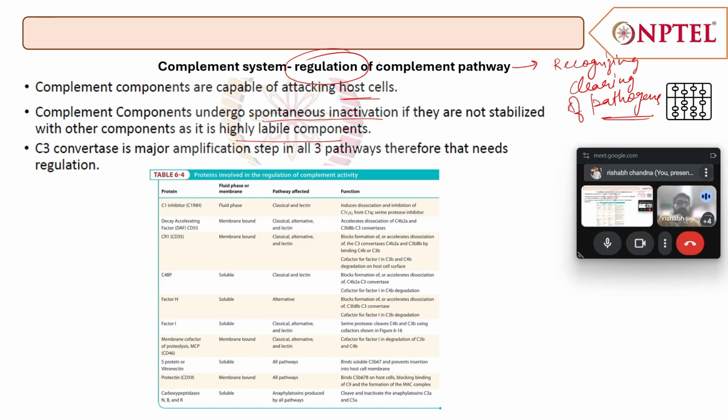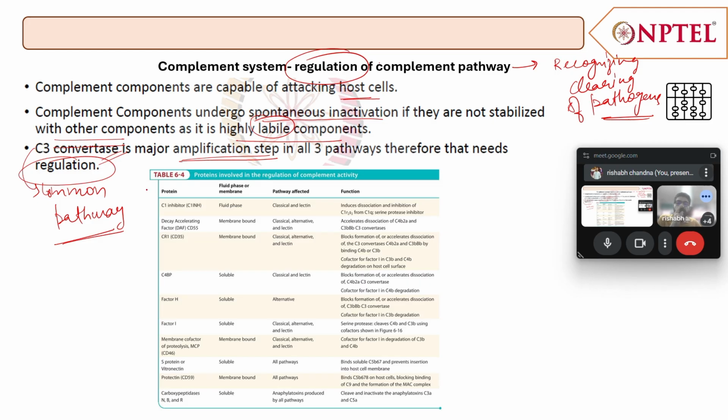as they are highly labile compounds. Okay, so these are highly sensitive compounds. That's why spontaneous inactivation is needed. Then the C3 convertase is the major amplification step in all the three pathways that needs the regulation, because C3 convertase is a common pathway of the three pathways. Now, if this C3 convertase gets constitutively active somehow, then it will lead to harm to the body cells itself. So that's why the regulation is needed in this function also.